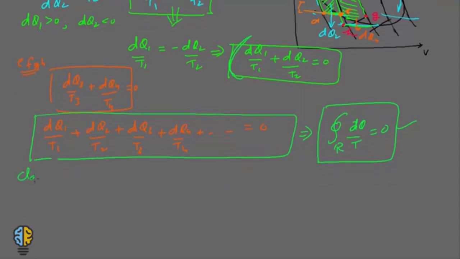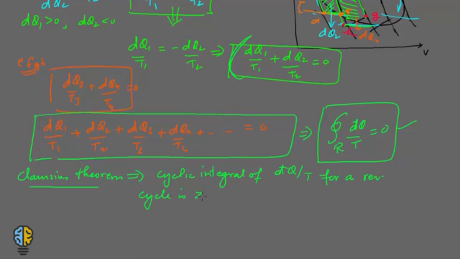The Clausius theorem says that the cyclic integral of the term dq by T for a reversible cycle is always 0, and this is how you represent the Clausius theorem mathematically. It is only valid for a reversible cycle. So this R emphasizes that this is only true for a reversible cycle.